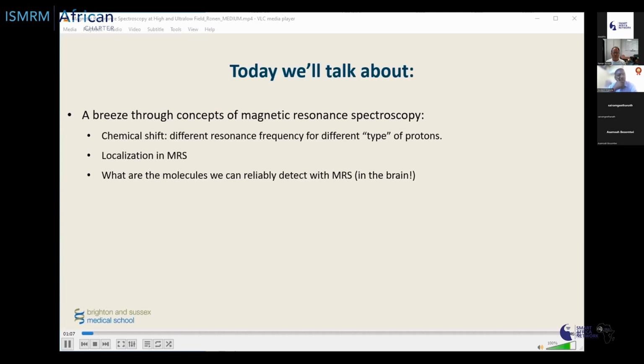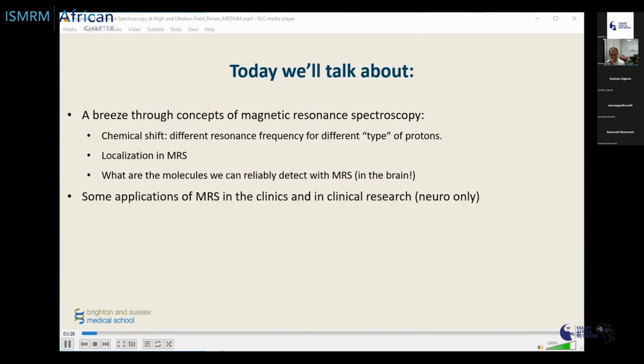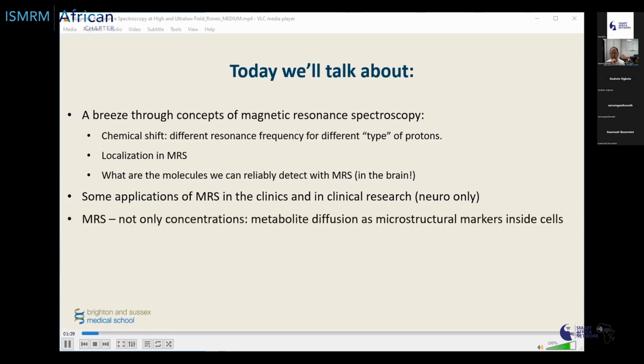I will focus my talk on the brain and also on proton spectroscopy, leaving aside the fact that we can acquire spectra outside of the brain, in the heart, in the liver, in the kidney, in muscle, everywhere pretty much in the human body, and also look at other nuclei other than protons, which we will leave for a different opportunity. Then we will talk about some applications of magnetic resonance spectroscopy in the clinics and also in clinical research. And again, the focus will be on neuro only.